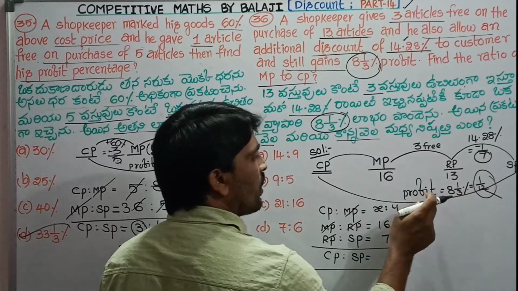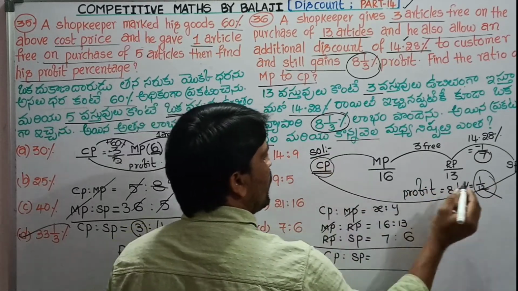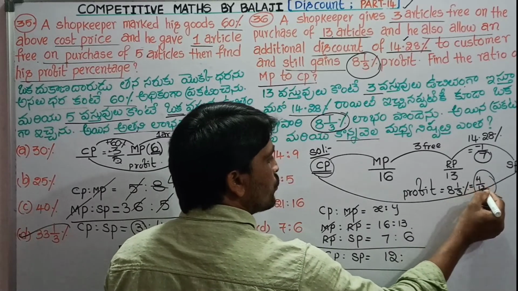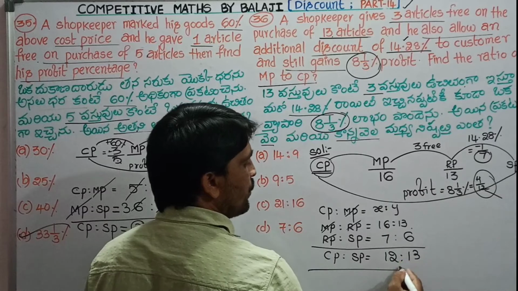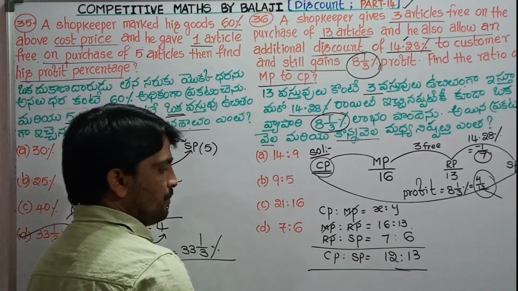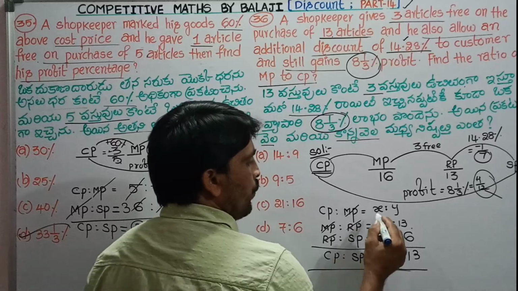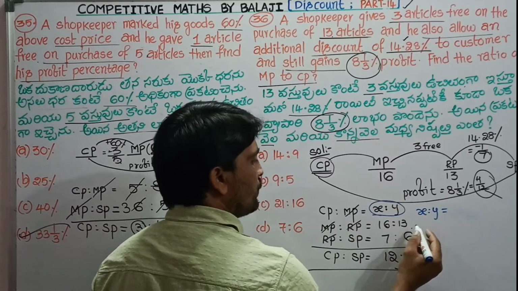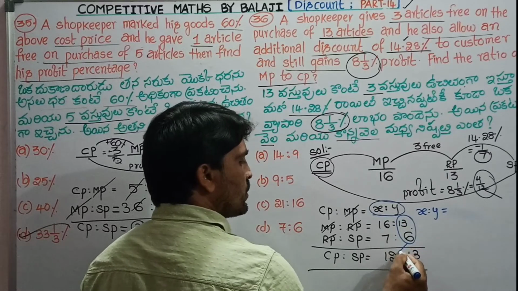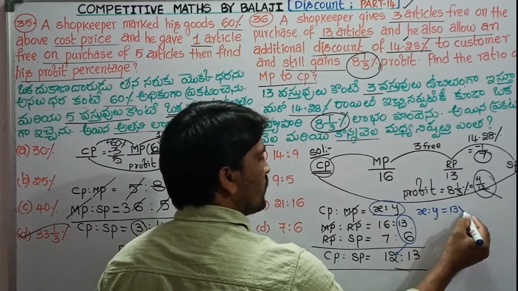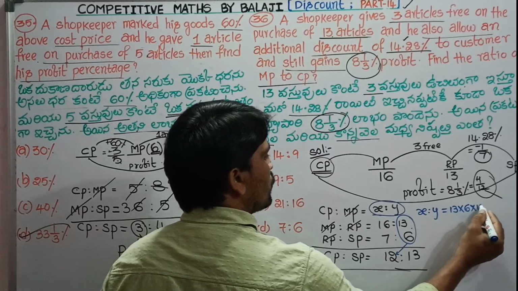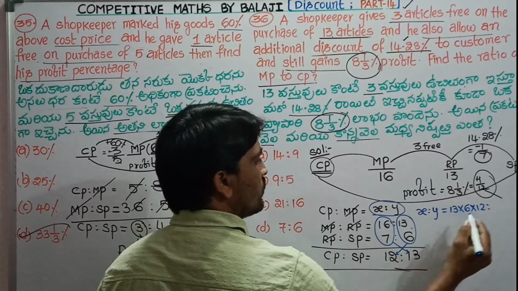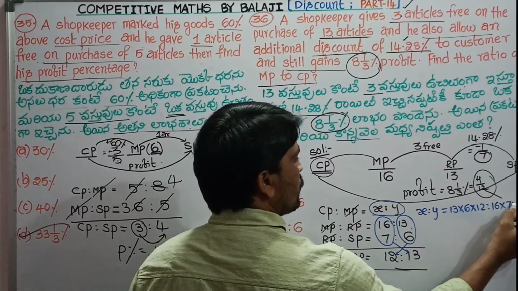That means profit or loss is always calculated on CP. If cost price is 12 units, then 1 unit is profit, so selling price is 12 plus 1, 13 units. Okay, now we have to find X is to Y. X is to Y equals 13 into 6 into 12 over 16 into 7 into 13.